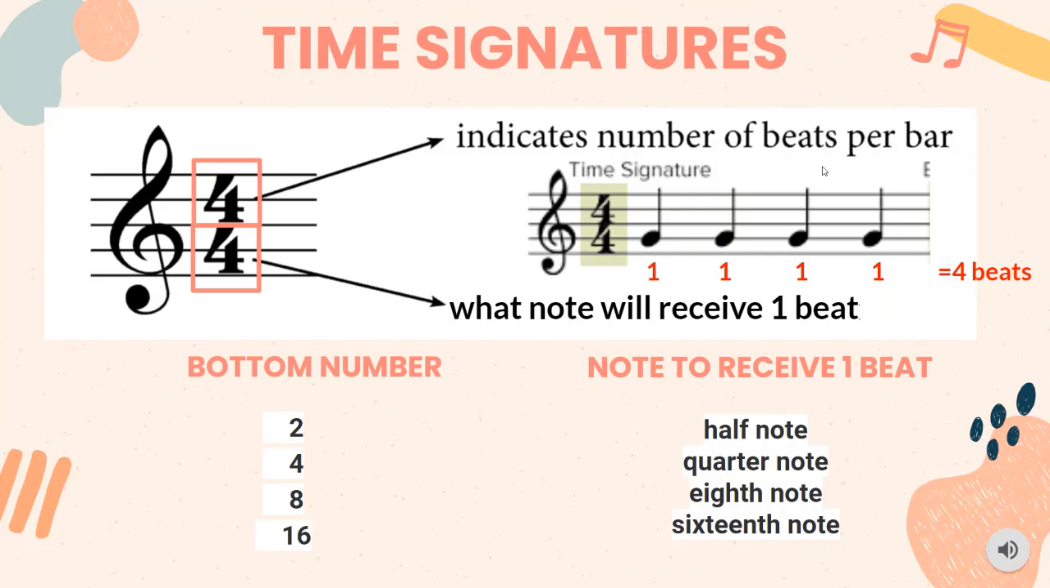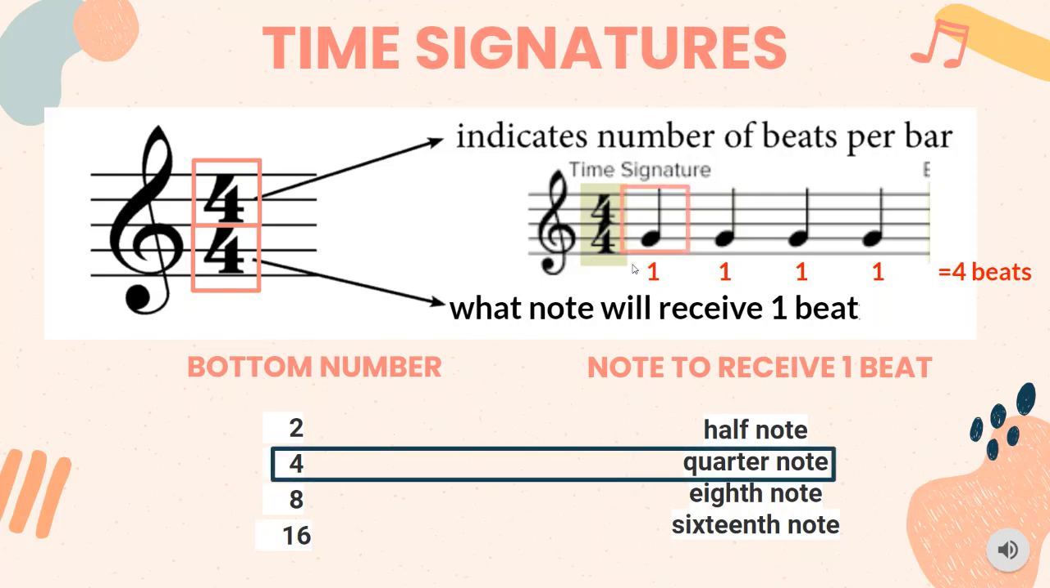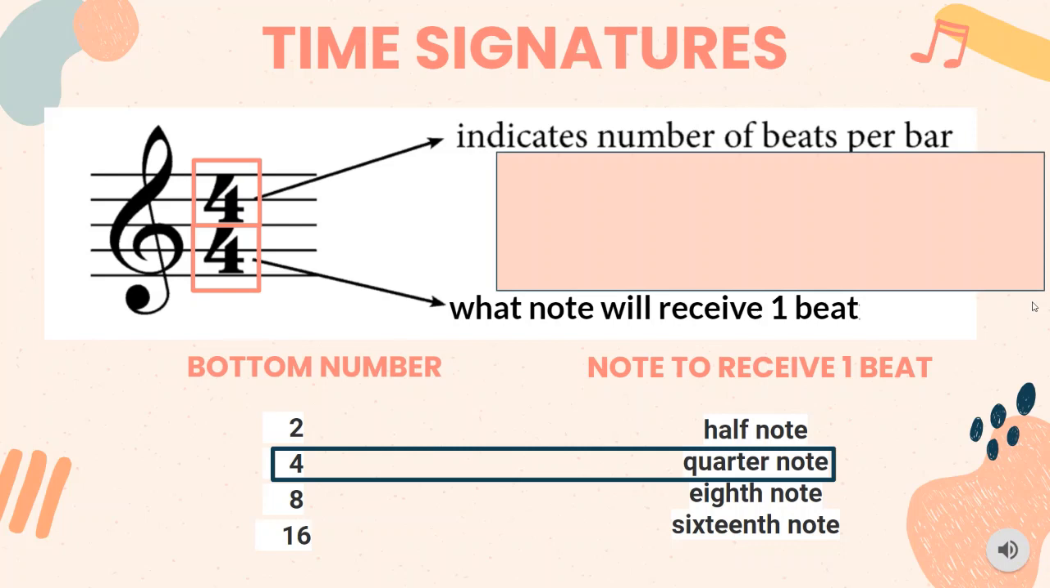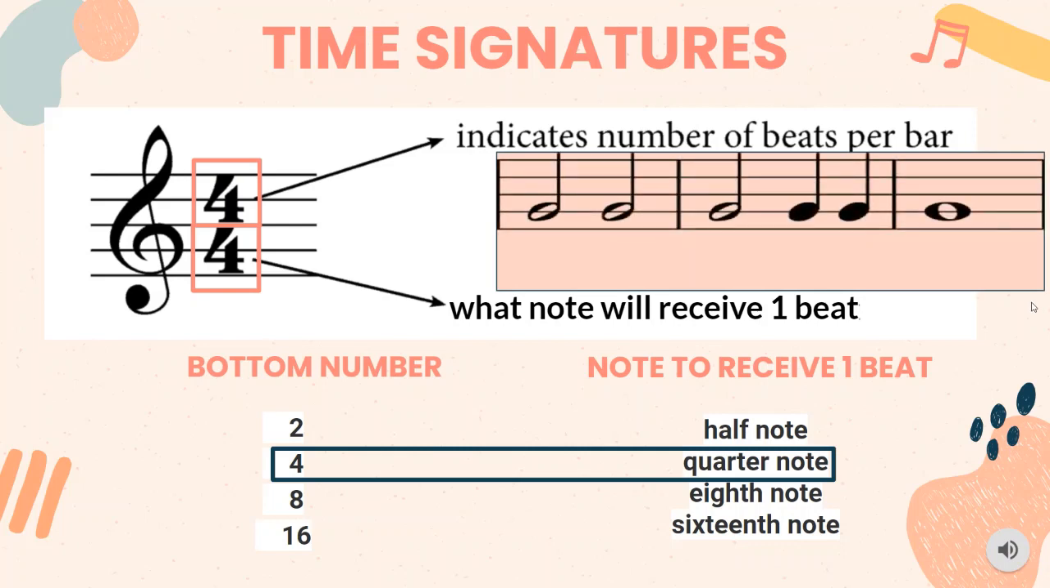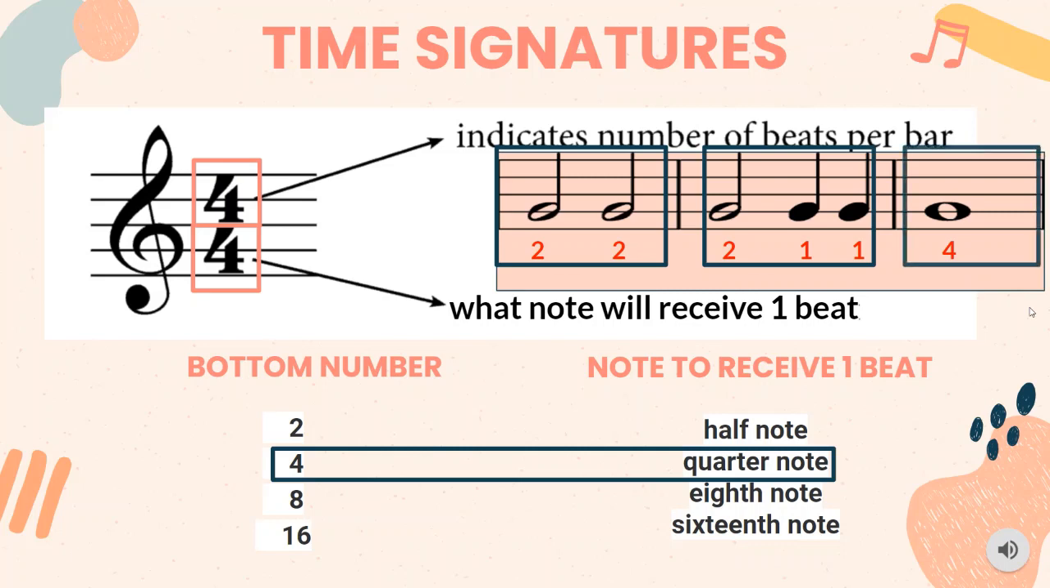Let's have this as an example. The top number is 4, that means there should be 4 beats per measure. The bottom number is 4, meaning the quarter note will receive 1 beat, meaning the value of the quarter note is 1. If we count the number of beats in this measure, it will total to 4 beats. Of course, you are not only limited to using the quarter note. You may also use other notes as long as the total of beats per measure is 4.